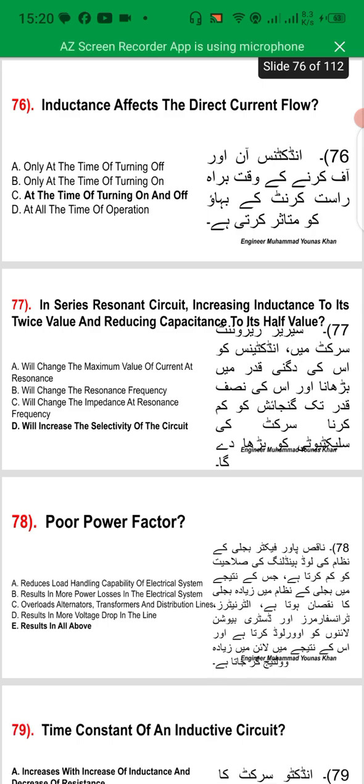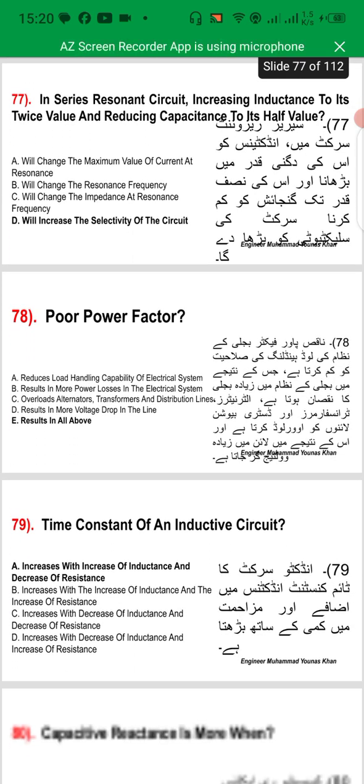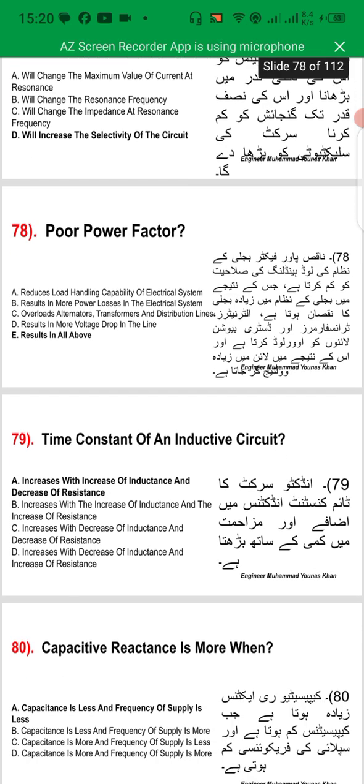Inductance affects the direct current flow at the time of turning on and off. In a series resonant circuit, increasing inductance to twice its value and reducing capacitance to half its value will increase the selectivity of the circuit.